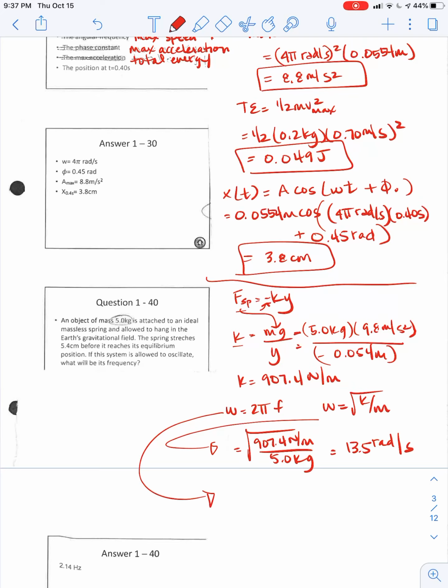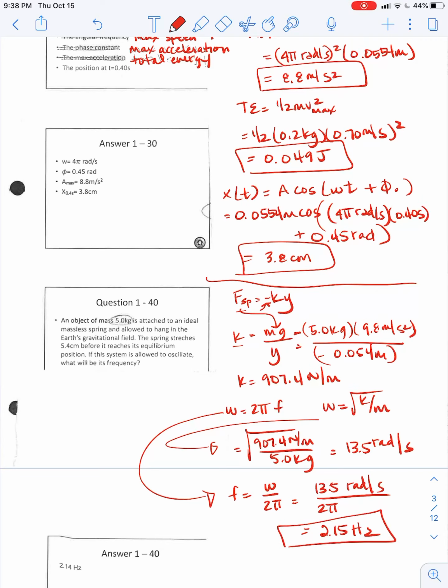Then we can go back with this equation, solve for frequency. So we have angular velocity divided by 2 pi. So 13.5 radians per second divided by 2 pi. It's going to end up giving you 2.15 hertz. So, really good example of how you might have to use multiple equations. Again, why we have such a big equation sheet.